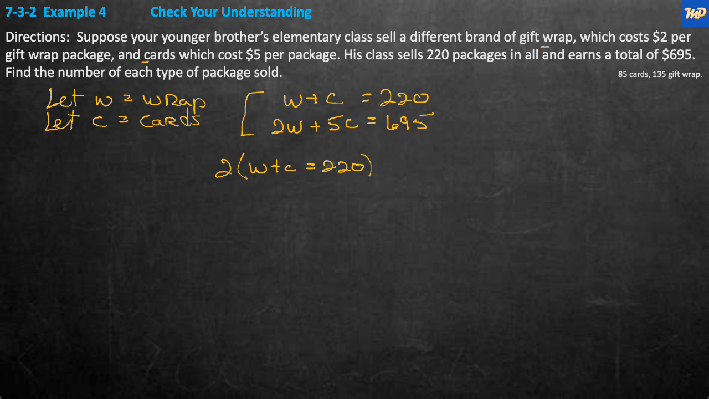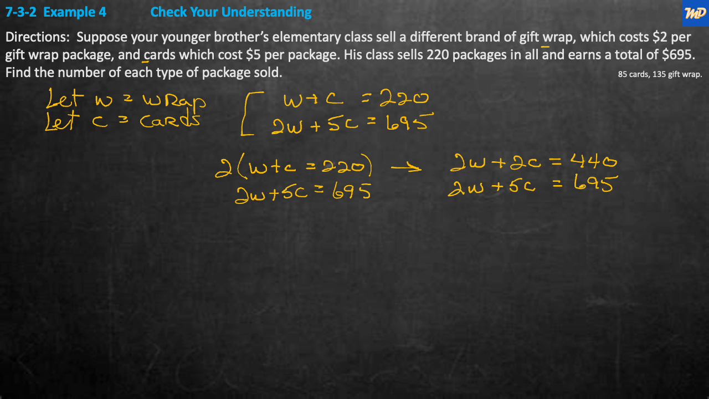And then 2W plus 5C is equal to 695. So all we did is we put parentheses around our upper equation, and we're going to multiply each term. When we do that, we're going to get 2W plus 2C, and that is equal to 440 because we multiplied everything by 2. And the bottom equation doesn't change, so we still have 2W plus 5C is equal to 695. Nothing changed there. So now what can we do?